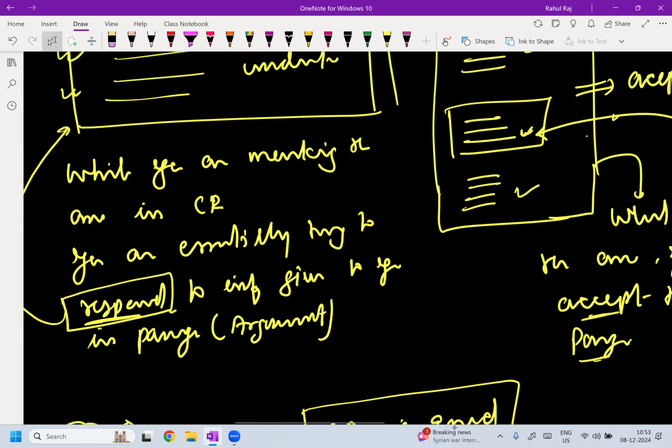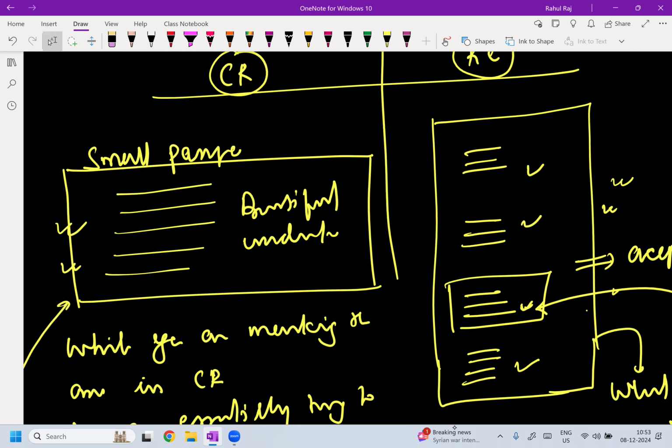Is that clear? The difference between CR and RC is understood, yes or no? For the people who are new, who have no idea about what CR and RC are, the normal concern for CR is that you have a small passage given to you. Based on that, you are asked the question. In RC, you have a big passage given to you. Based on that, you are asked the question. The actual difference is that while you are answering the questions of CR, you are trying to respond to the information that has been given to you in the argument. While you are answering the questions in RC, you are trying to accept the information.